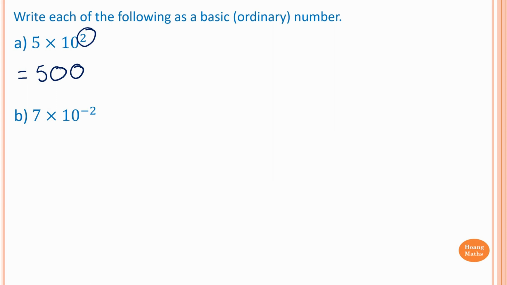Now 7 times 10 to the negative 2. So this means that the answer should get less than 7. So no decimal point, it means right at the back here. So we move 1 and put a 0, we move another 1. So we move twice, 1, 2, because of power of negative 2. So 0.07.